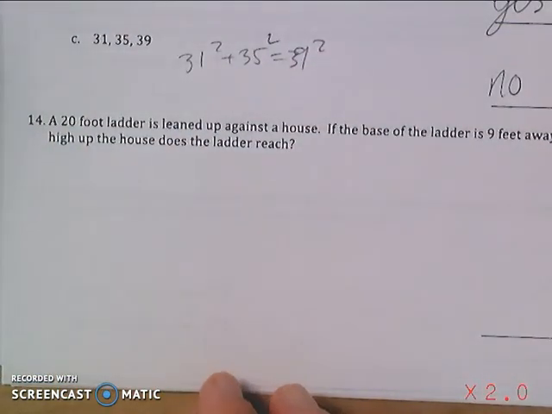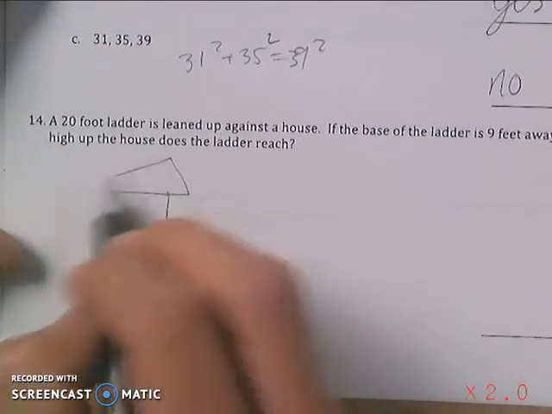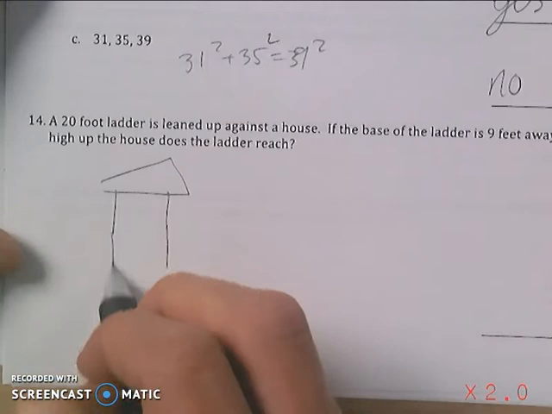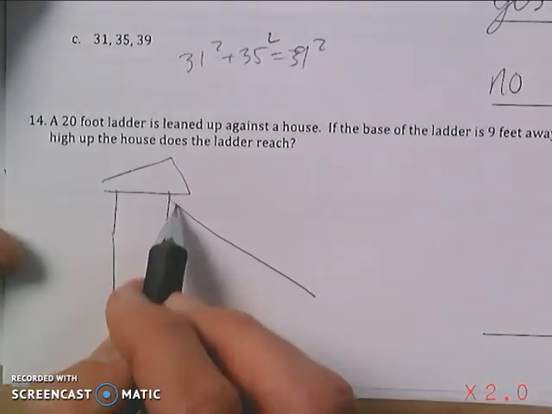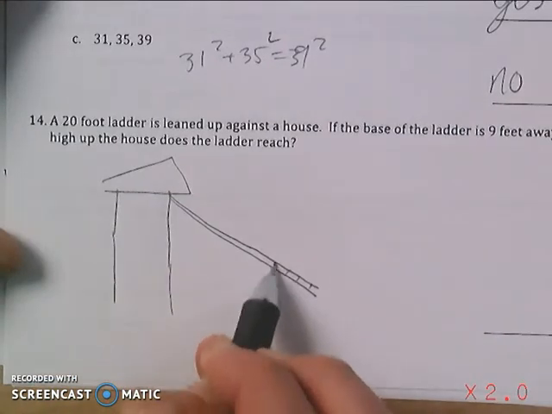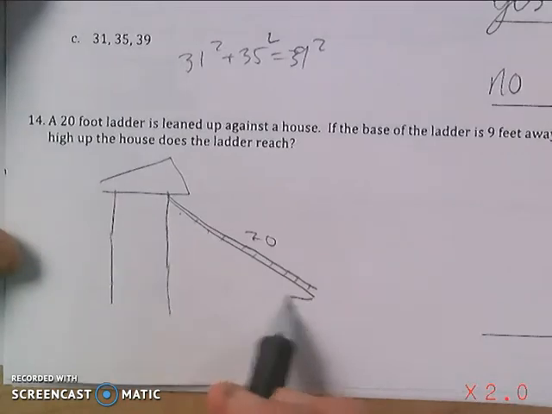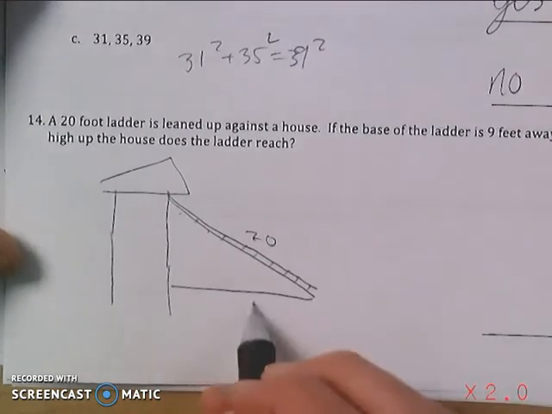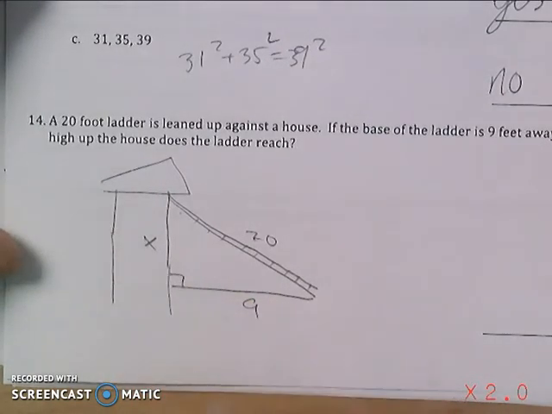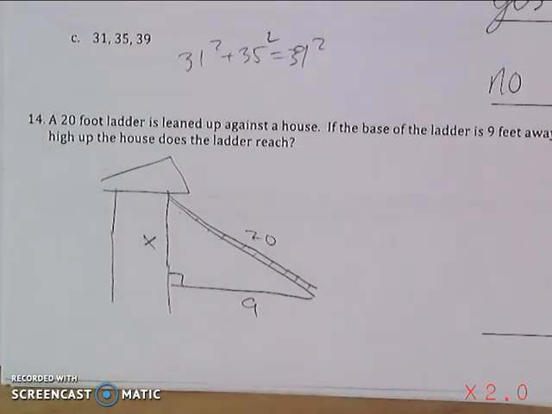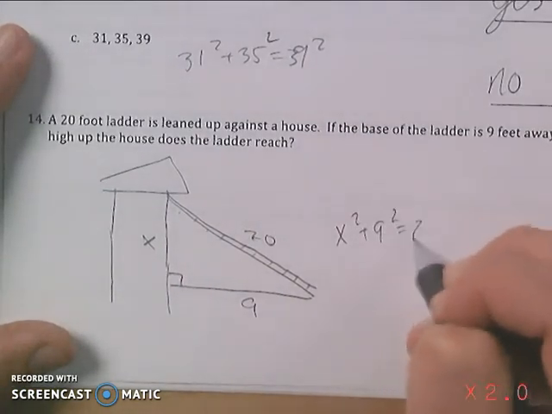We get a 20-foot ladder leaned up against a house, so we have a house. It's like a really tall house, I guess. 20-foot ladder. 9 feet away from the base of the house. How tall is the ladder reach? This is just Pythagorean's theorem. So we just get x squared plus 9 squared equals 20 squared.